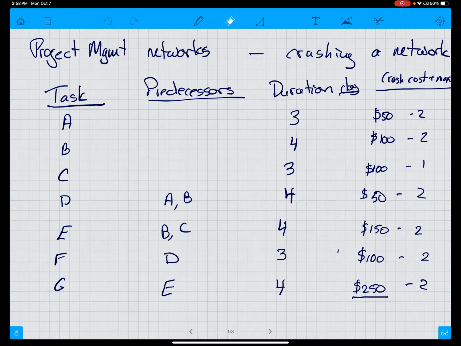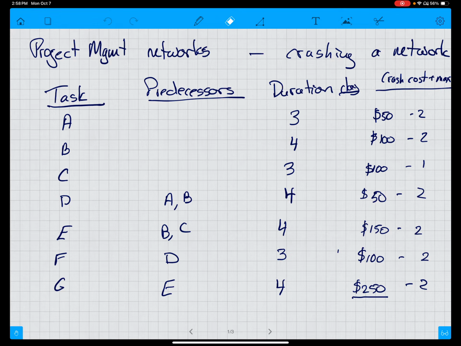The basic information is here. We have 7 tasks, A to G. We have the predecessors noted here. We have the duration at the basics here, and then we also have the crash costs and max days. So if I look here at A, it costs $50 to crash, and the most I can crash it is 2 days. So that's what this data is.